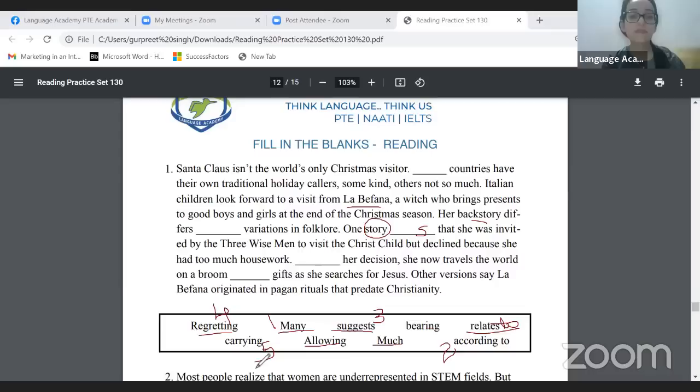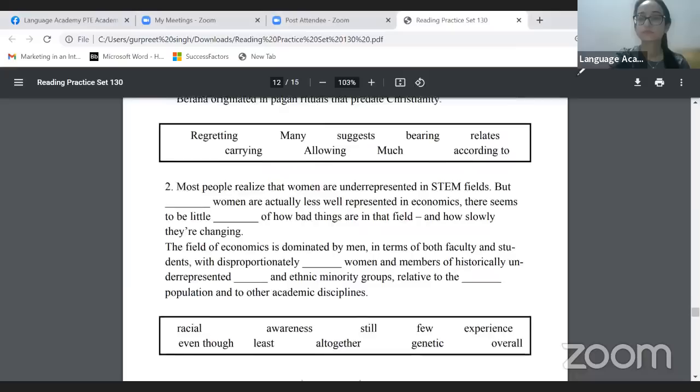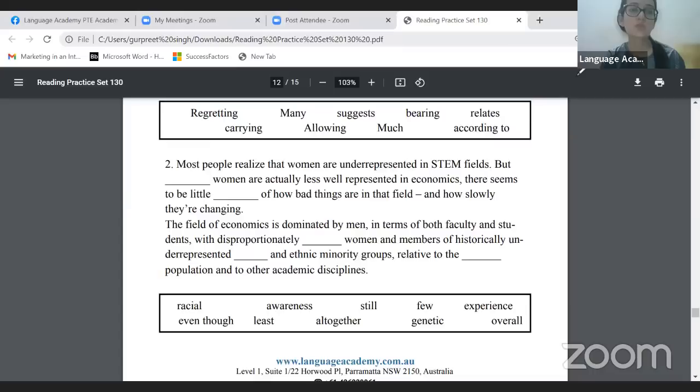Some of you have written relates. Please note that relates comes with to. We don't have to, so we cannot put relates. Rest, almost all of you have got the right answers. Any questions, anyone? All good? Good, Amna. Well done. Second question, 2 minutes, and then post your answers.